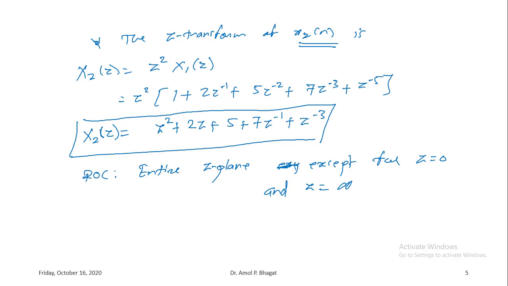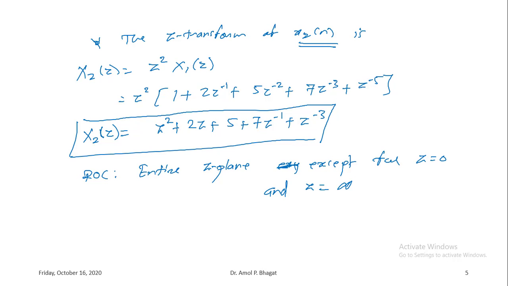So I can directly identify the ROC from the obtained X2 of z. If I substitute z equals infinity, infinity plus anything will be infinity, and if I substitute z equals 0, it will be 1 upon 0, so it will again be infinity, and infinity plus anything will be infinity. So the ROC will be the entire z plane except z equals 0 and z equals infinity, which will not be included in the ROC.